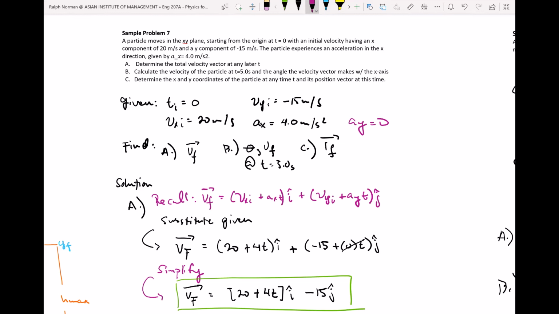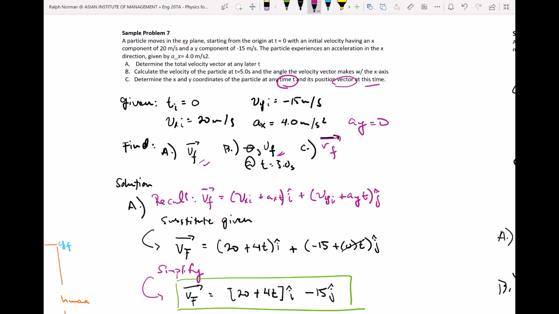We are asked to determine the total velocity vector, the angle of the velocity vector, and the velocity of the particle at t equals 5 seconds, and the resultant, basically. And also the x and y coordinates of the particle at any time t, and its position vector at this time.